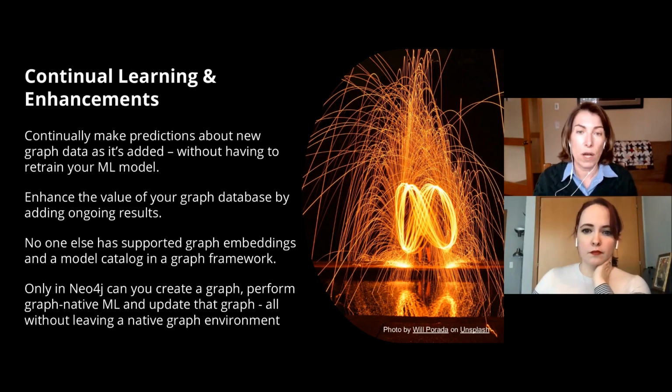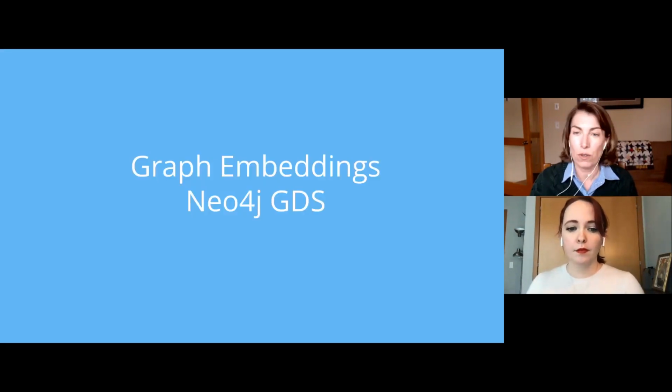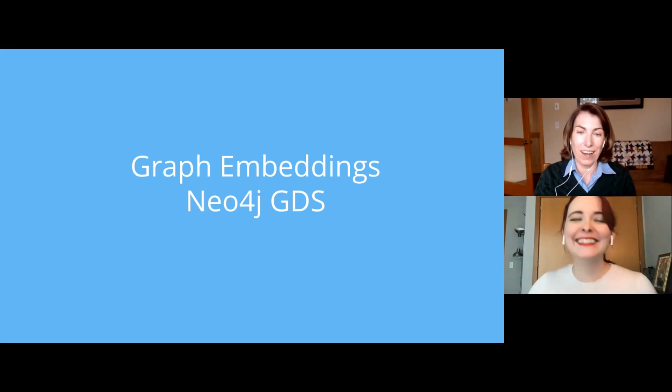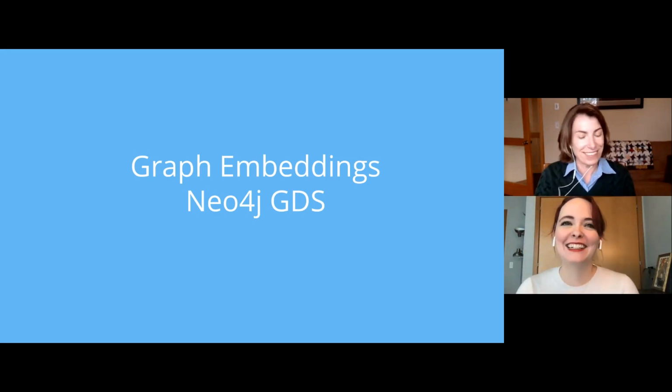And just in general, having those supported graph embeddings, a model catalog in a graph framework is pretty unique. So those are the things that people get excited about. I hope that gives you a good kind of baseline. And I think Alicia is going to tell us a little bit about the graph embeddings.